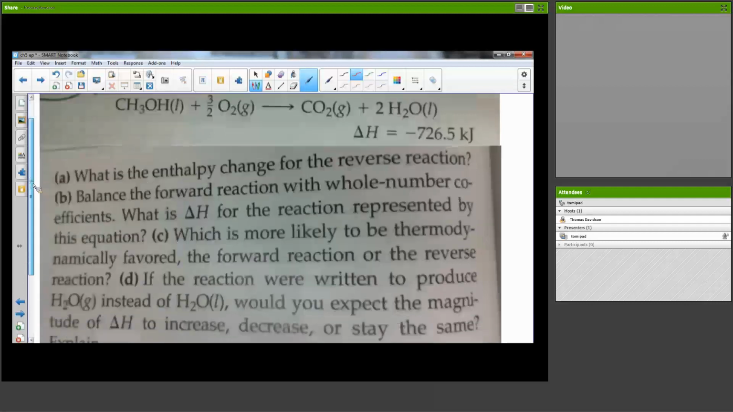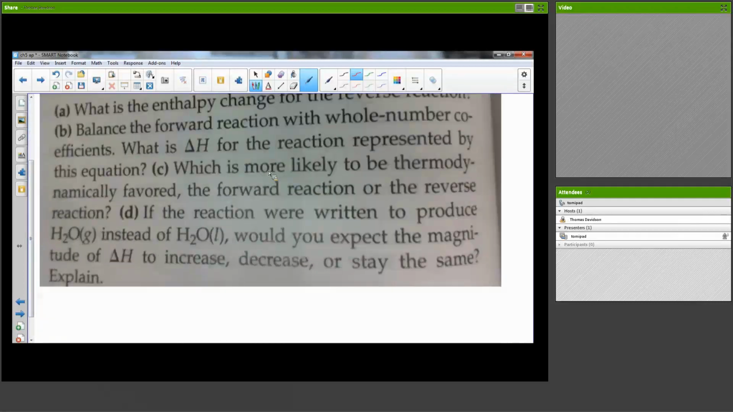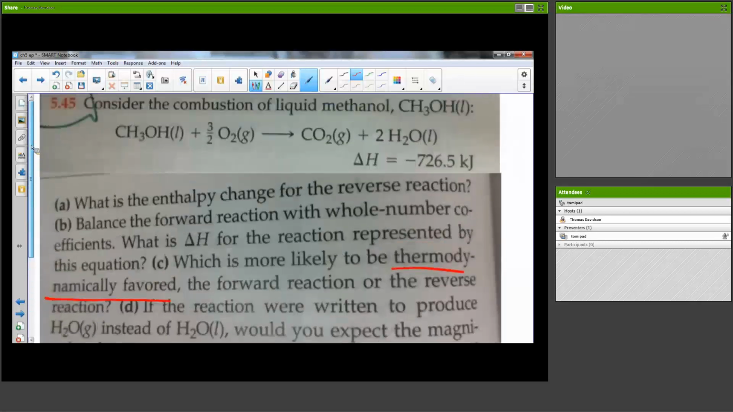All right, part C. Which is more likely to be thermodynamically favored? I used this term a second ago. What does thermodynamically favored mean? It means which side has lower enthalpy. So looking up here, which side has lower enthalpy? What does the negative sign mean? It lost energy, so this side has lower enthalpy.